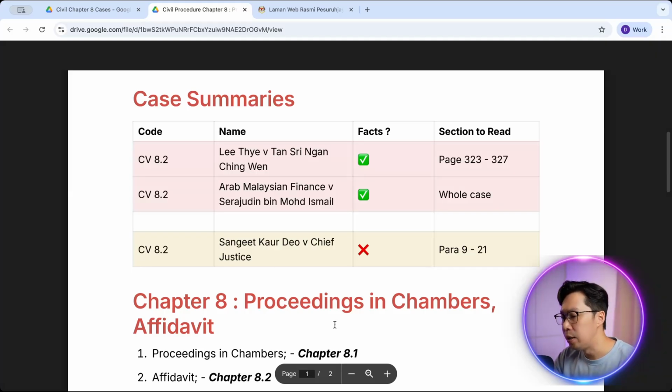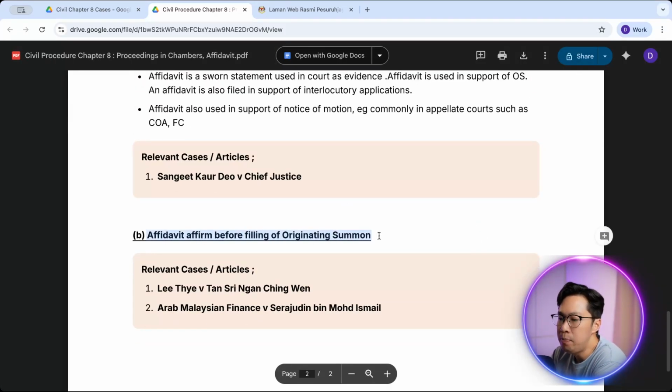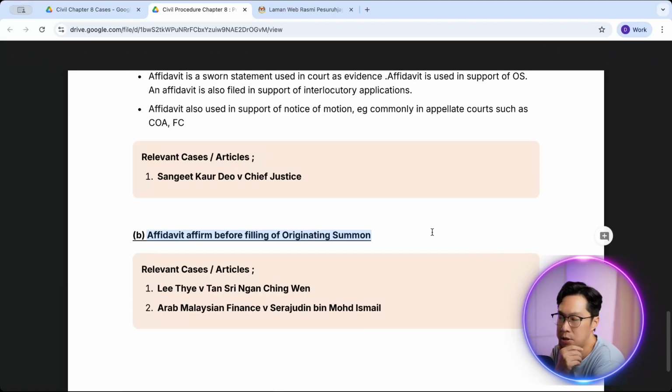All right, so in affidavits here, we looked at this one already. But there is also another thing that you need to know, which is this one: affidavit affirmed before filing of originating summons. What does it mean? When you start a case, you use a writ or an OS. If it's a writ, then you attach your pleadings, statement of claim. If it's an OS, what do you attach? OS, you attach with affidavits. Okay, OS is attached with affidavits. So you can look at OS, Order 7. Okay, OS, you attach it with affidavit.